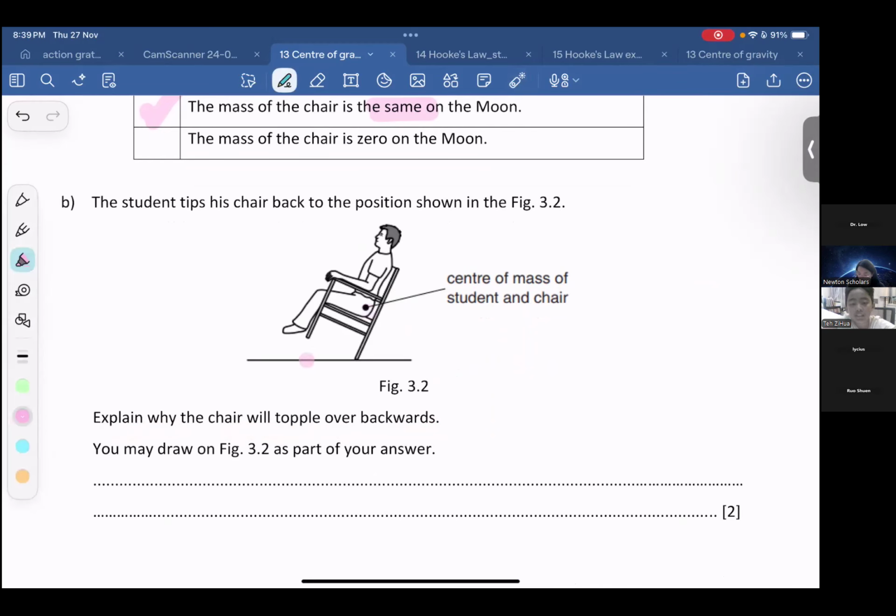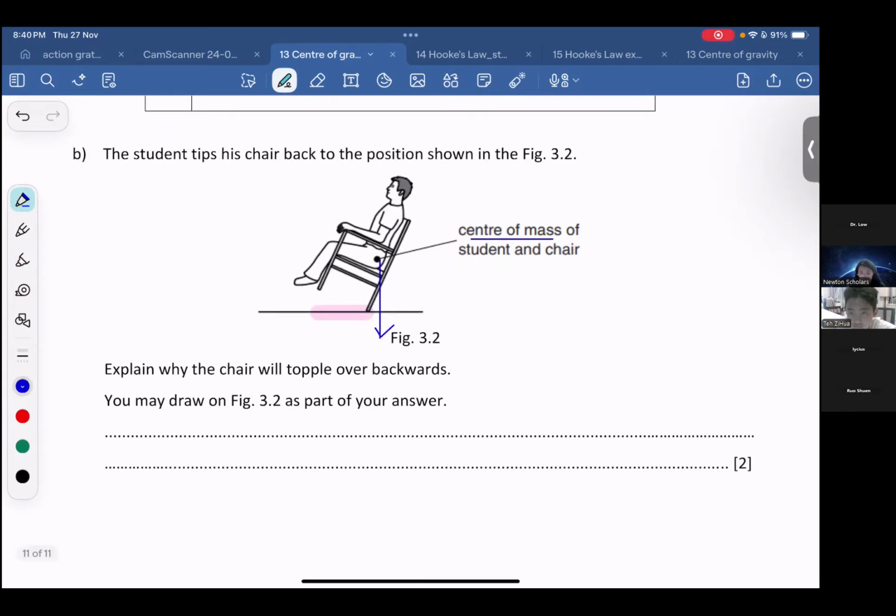Like just now what we said, this is the base. Okay, then you draw the vertical line through the center of mass. This is the center of mass. You will find out that the center of mass actually is out of the base, outside the base. Okay, here, the vertical line we drew already. Okay, center of mass outside the base area of the chair.